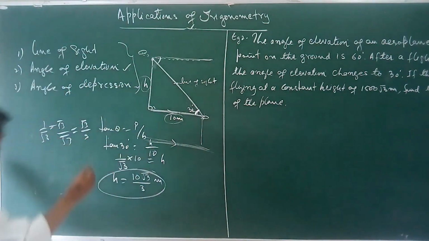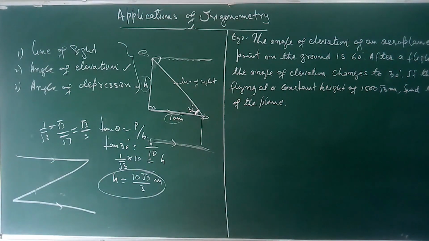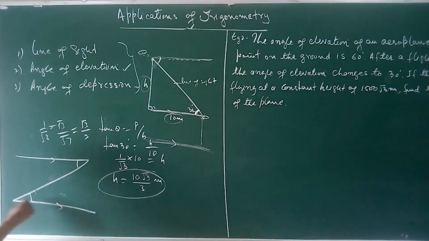Always, if they are parallel, what will happen? The parallel, and this angle is always equal to this angle. Why?